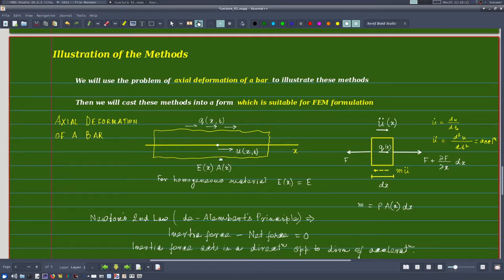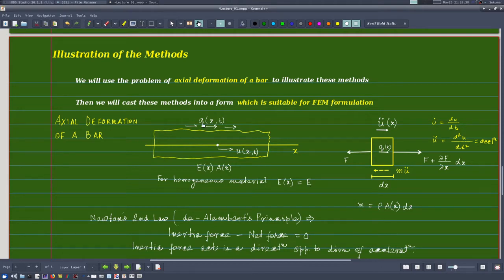And for a general bar, if the material is non-homogeneous, then the modulus of elasticity may again be a function of x, so I am writing it as E of x. And area, if it is not a uniform bar, will vary along the axial direction, and therefore A is also a function of x. If my material is homogeneous, then E will be just a constant, which is E.